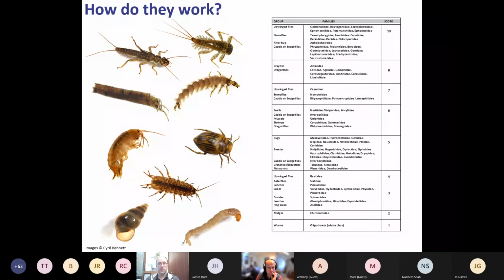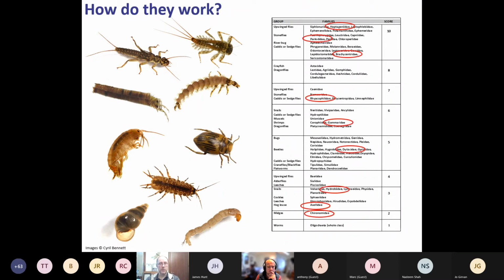This one here is the BMWP score, and you can see that the invertebrates are grouped into different groups with a score from 1 to 10, depending on their tolerance to organic pollution. So things that are intolerant are at the top of the score, things like some of the mayflies and stoneflies, and things that are really tolerant, like midges and worms, are at the bottom, scoring 1 or 2.